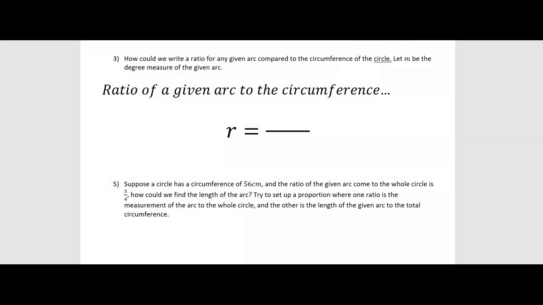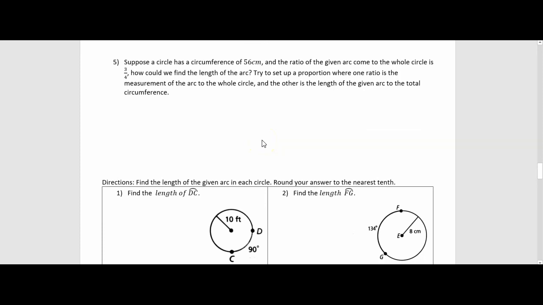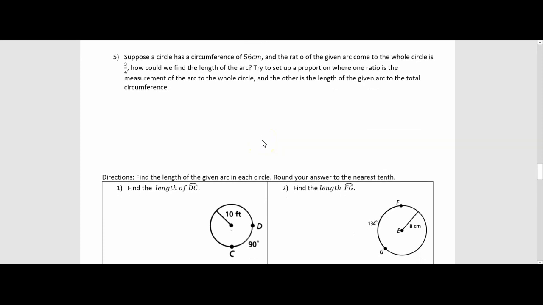Let's look at 5. It says, suppose a circle has a circumference of 56 centimeters, and the ratio of the given arc to the whole circle is 3/4. How could we find the length of the arc? Try to set up a proportion where one ratio is the measurement of the arc to the whole circle, and the other is the length of the given arc to the total circumference. See if you can set up that proportion, just like we did for sector area. This one's nice because they give us the entire circumference, so we don't have to use a formula to find it. And then solve to figure out what the length of that arc would be.